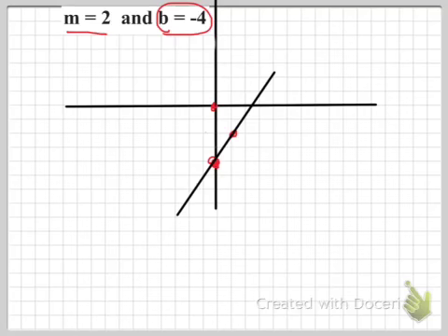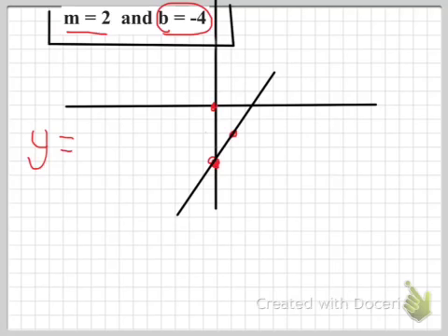And when you're given the information like this for your slope and your y-intercept, when you get it nice and packaged neatly like that, it's even easier to write the equation. So for the equation of this line, that's y equals 2x minus 4. That's how we're going to go ahead and graph that.